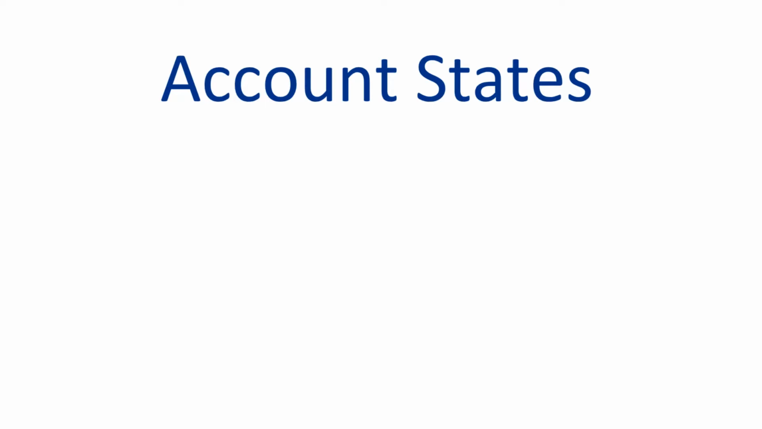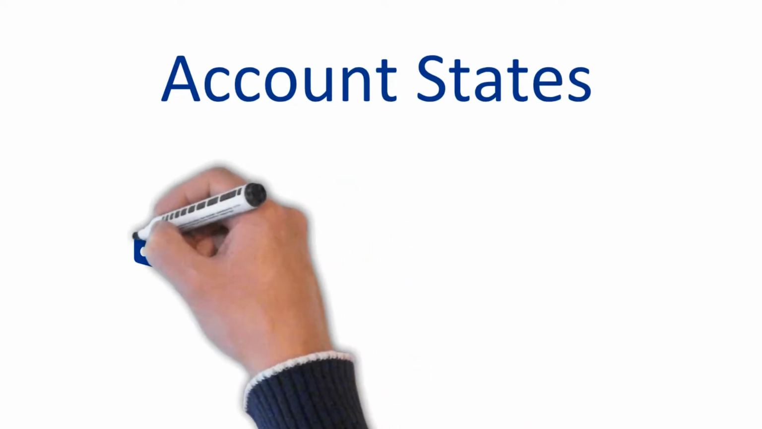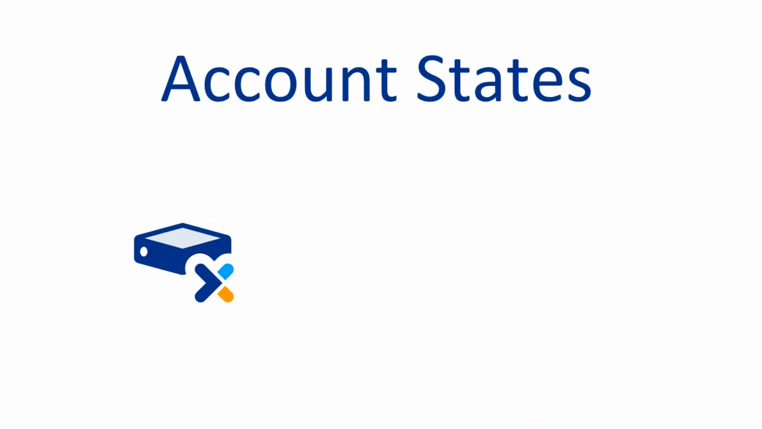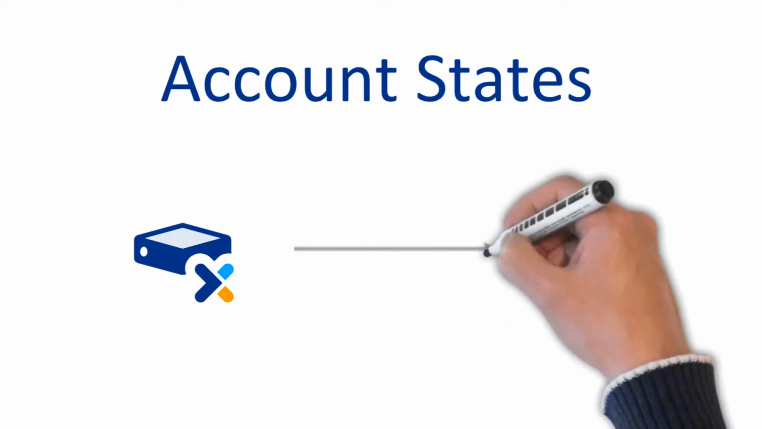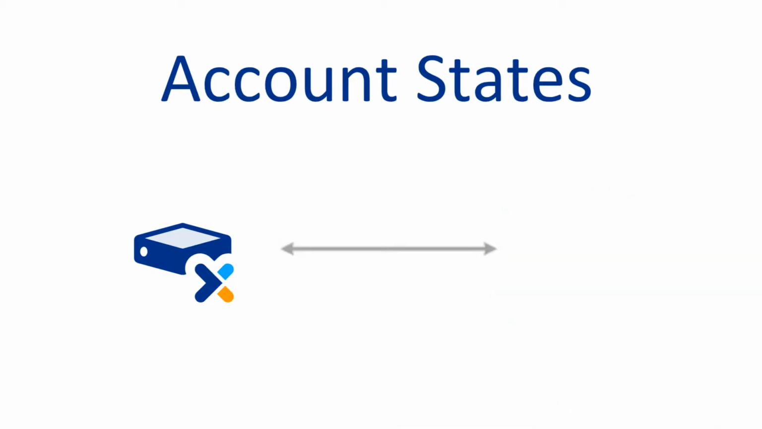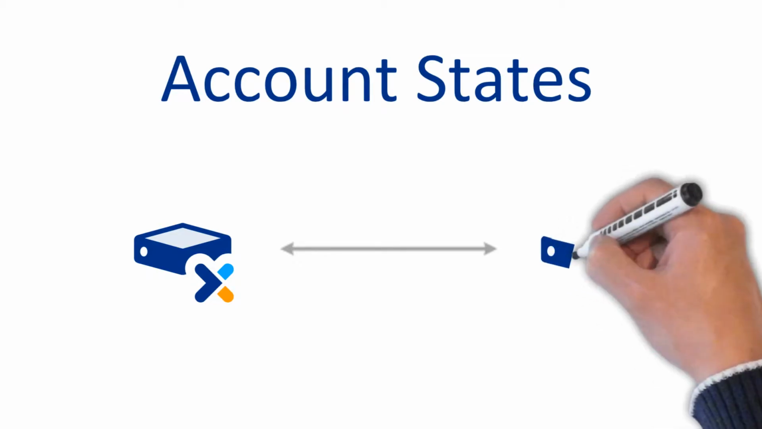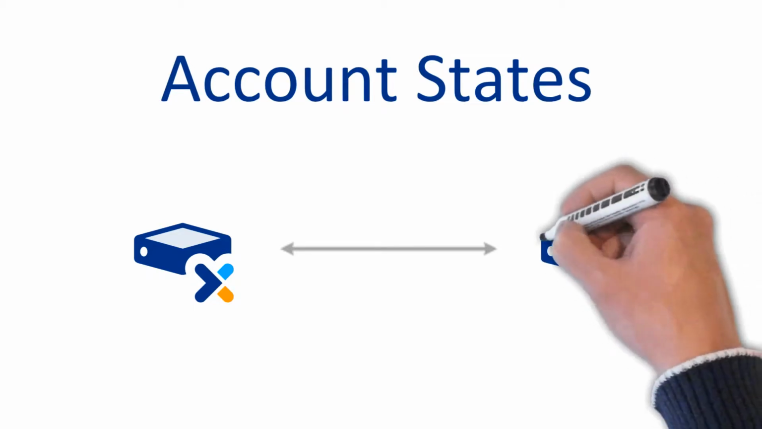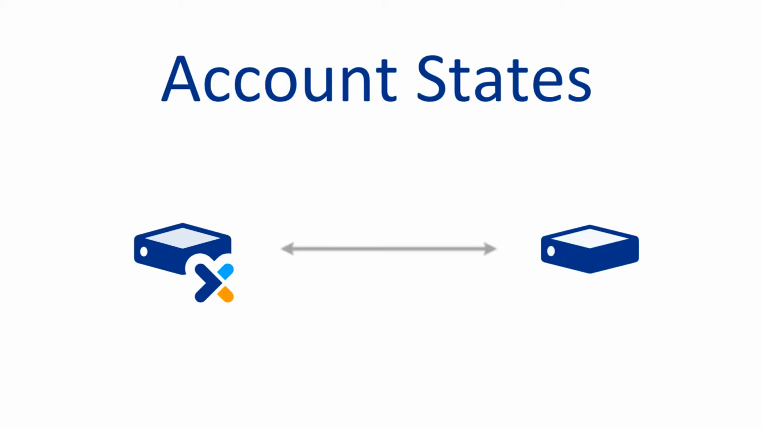In this session, I'd like to explain some more detail around account states. Here we have the PAM server. During initial configuration, we'll have connected it to AD and we'll have pulled a number of privileged accounts from Active Directory. Additional to that, we then also connect through to local devices that may have local account sources.